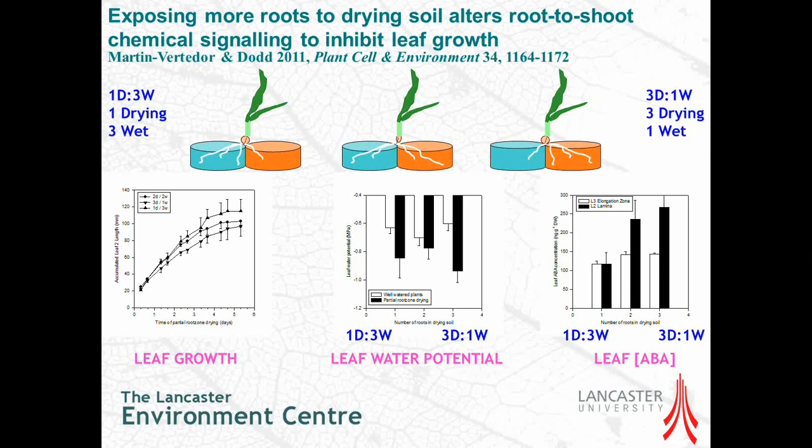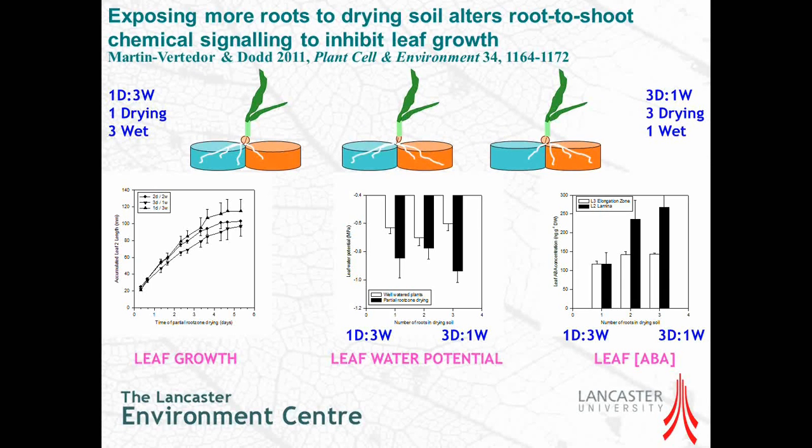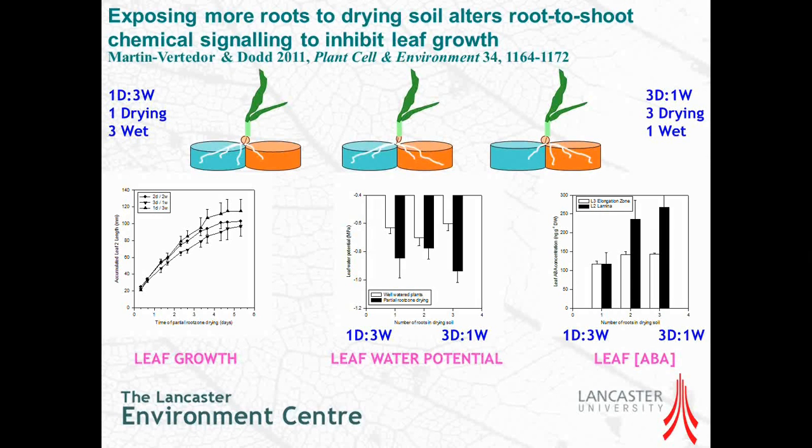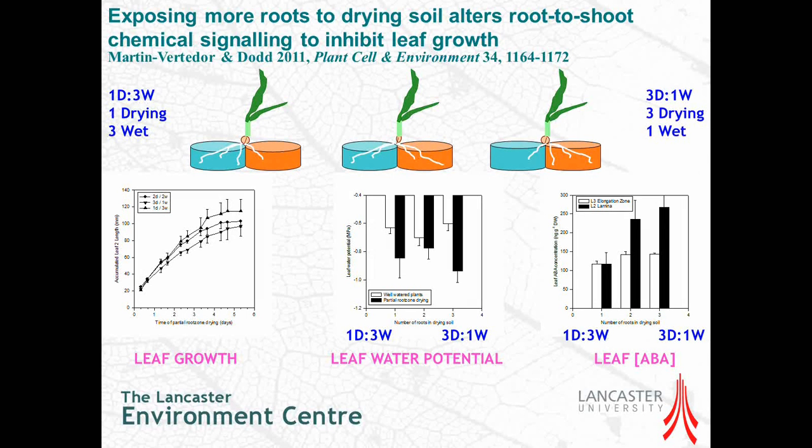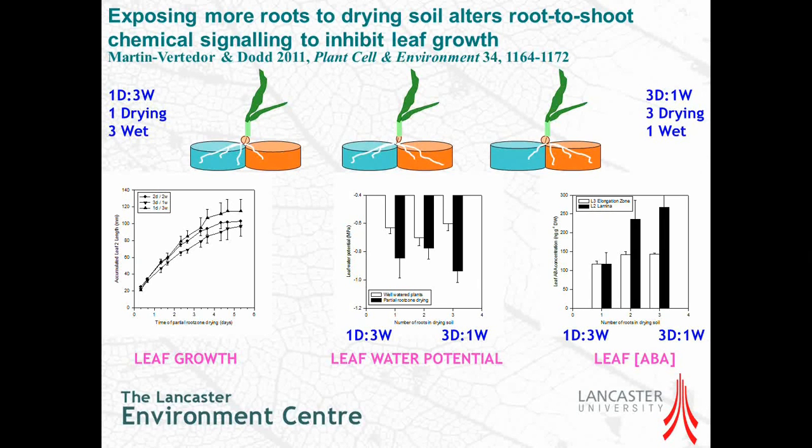What's particularly interesting, and perhaps not that unexpected, is that if you expose more roots to drying soil, you decrease leaf growth more and you increase the ABA accumulation within the shoot. All that occurred with actually no change in leaf water potential between the three different treatments exposed to partial root zone drying.